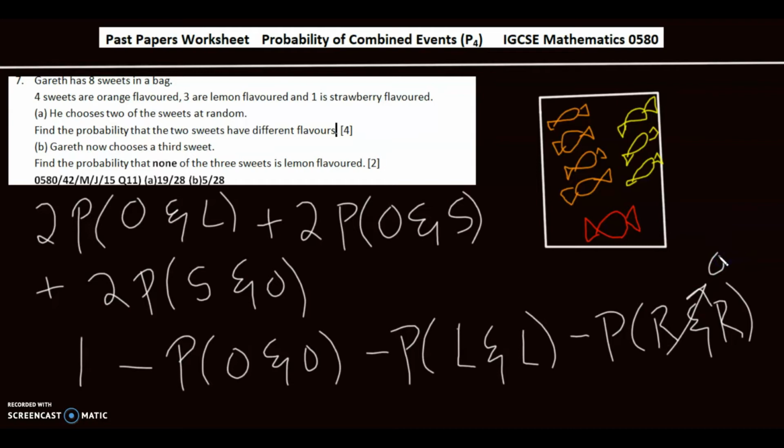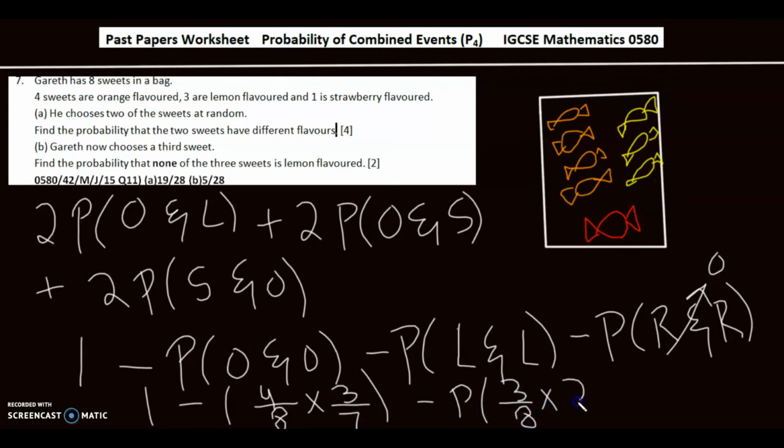So I'll do the second case because it requires fewer steps, and let's see if I get the answer or not. 1 minus, what's the probability of getting orange? 4 upon, how many sweets do we have in total? 8, times 3 upon 7, minus probability of getting lemon, 3 upon 8, and another lemon would be 2 upon 7. There's no red here. Let's see, what do we get? Yes, we do get the answer, 19 upon 28.